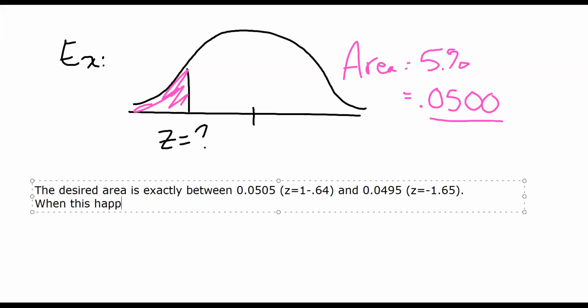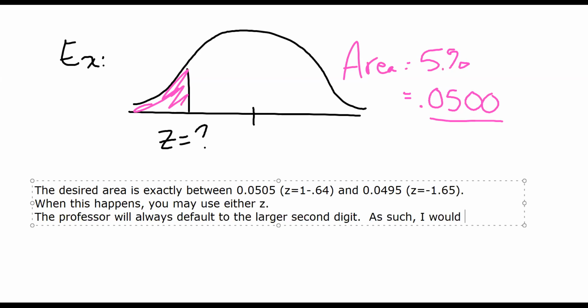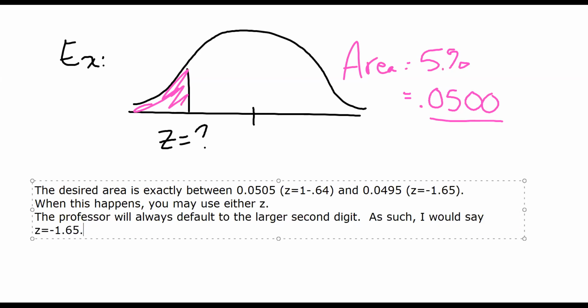When this happens, you may use either z. The professor, that would be me, will always default to the larger second digit. As such, I would say z equals -1.65.